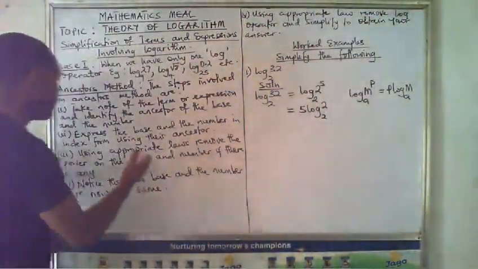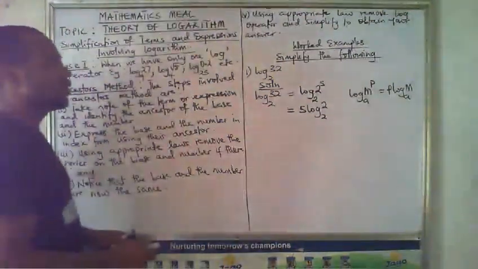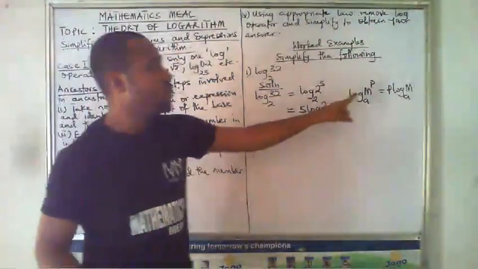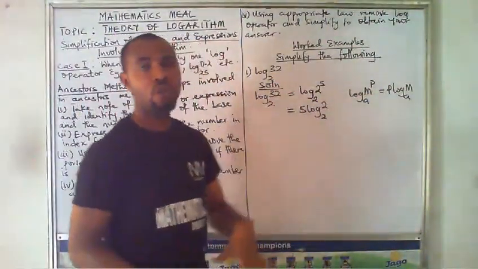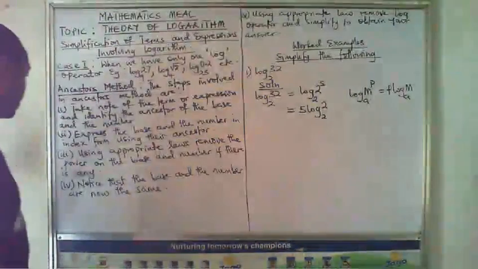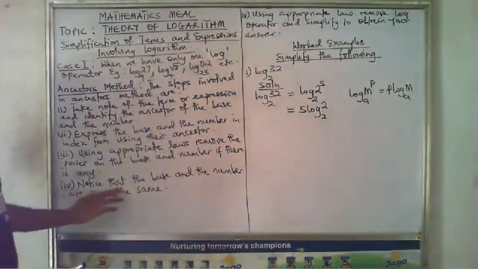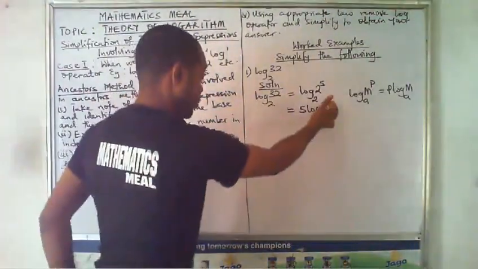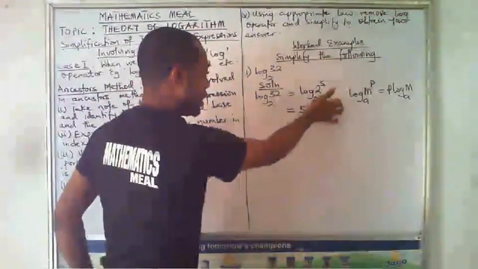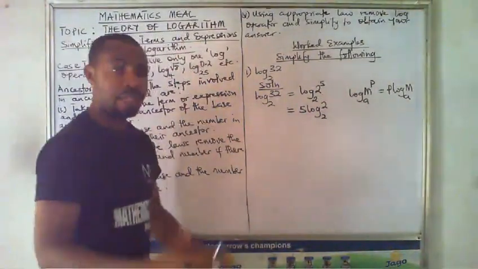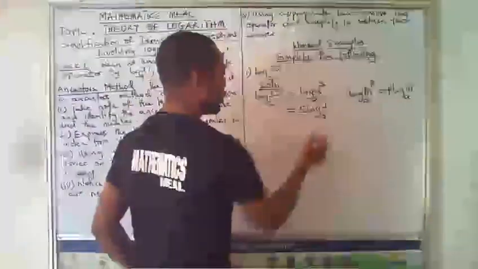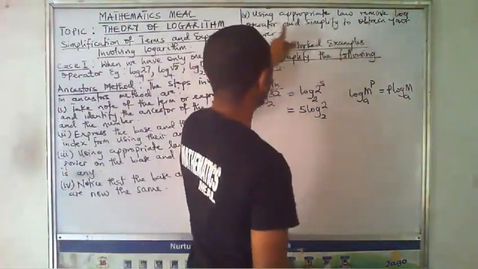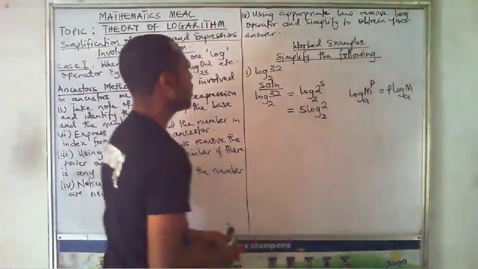So that's why they say, using appropriate law, remove the power on the base and also on the number. We have removed this power on the number using the third law of logarithm. They say again, after you have done that, notice that the base and the number are now the same. Can you see that? Look at the base. Look at the number. They are just the same now. 2 and 2. They say finally, using appropriate law, remove the log operator and simplify to obtain your answer.